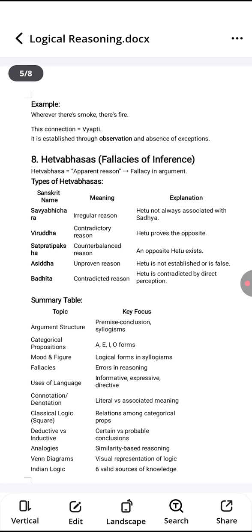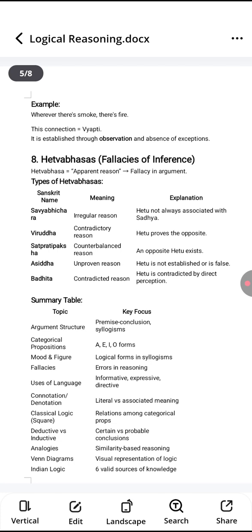This is the summary table of this topic. First we have argument structure, that means we talk about the premises, conclusion and syllogism. Next we have categorical preposition, which include the four type A type, E type, I type, O type forms. Next we have mood and figures, that means we talk about logical form in syllogism. If we talk about the fallacies, that means error in reasoning. Next topic we have uses of language, that means we use the three type of languages: informative, expressive as well as directive.